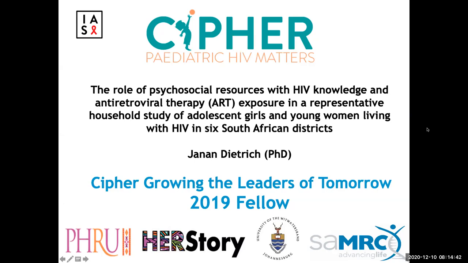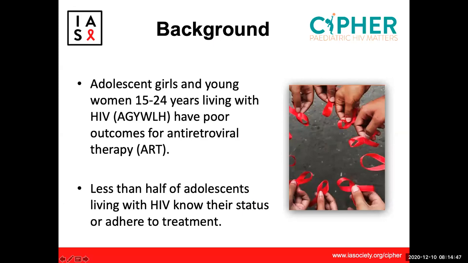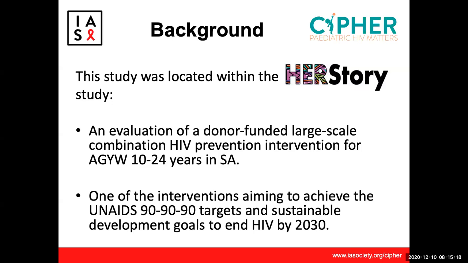So just to give a very brief context, adolescent girls and young women aged 15 to 24 years and living with HIV have poor outcomes for antiretroviral therapy, and less than half of adolescents living with HIV know their status or adhere to treatment. And then just to add, as the previous speaker has said, few studies have focused on the role of psychosocial factors that affect adolescent girls and young women living with HIV, and this includes mental health, and even fewer have focused on the role of resilience.